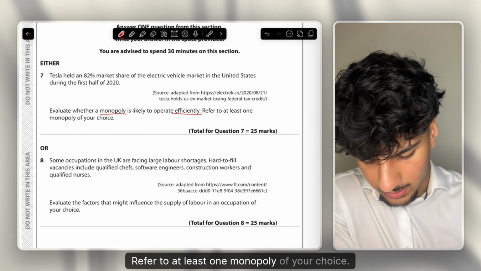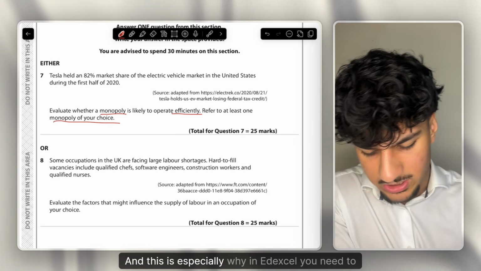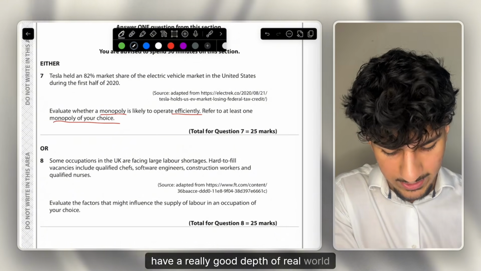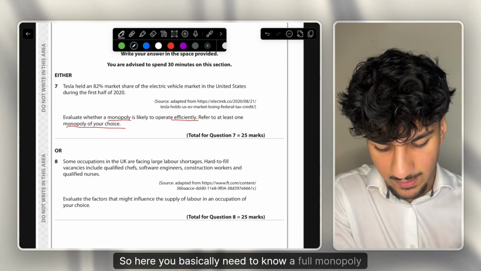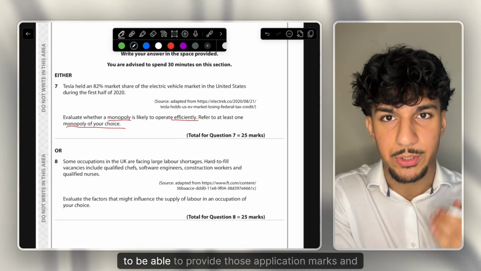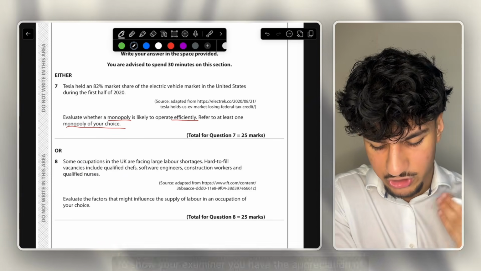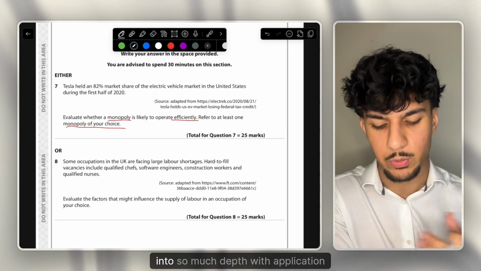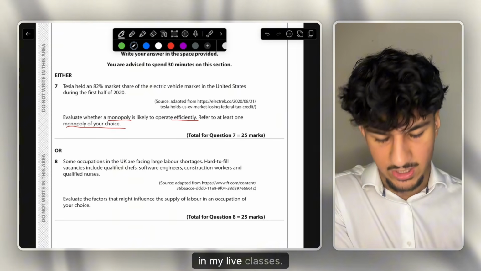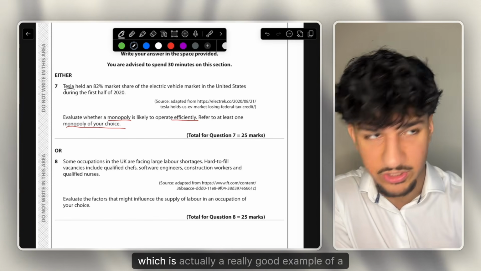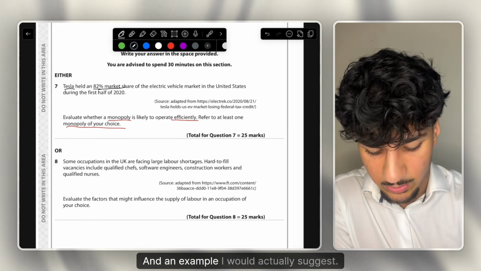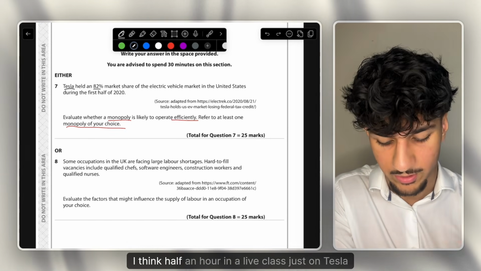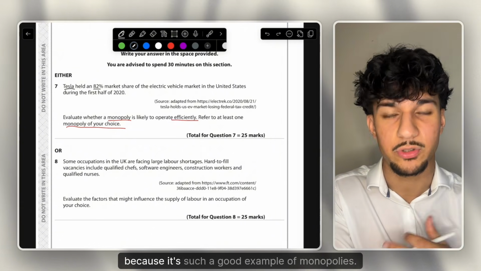Refer to at least one monopoly of your choice, and this is especially why in Edexcel you need to have a really good depth of real-world applications. So here, you basically need to know a full monopoly in detail to be able to provide those application marks and to show your examiner you have the appreciation of real-world economics, and is the reason why I go into so much depth with application in my live classes. So the stem tells us about Tesla, which is actually a really good example of a monopoly, and an example I would actually suggest you remember. I remember last year I did one, I think half an hour in a live class just on Tesla, because it's such a good example of monopolies.